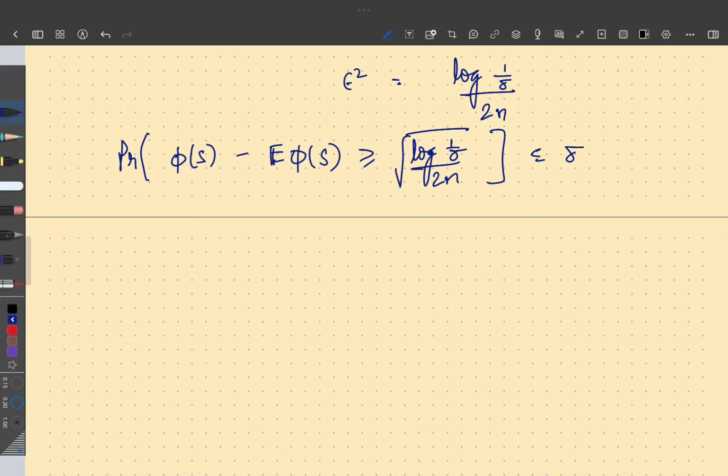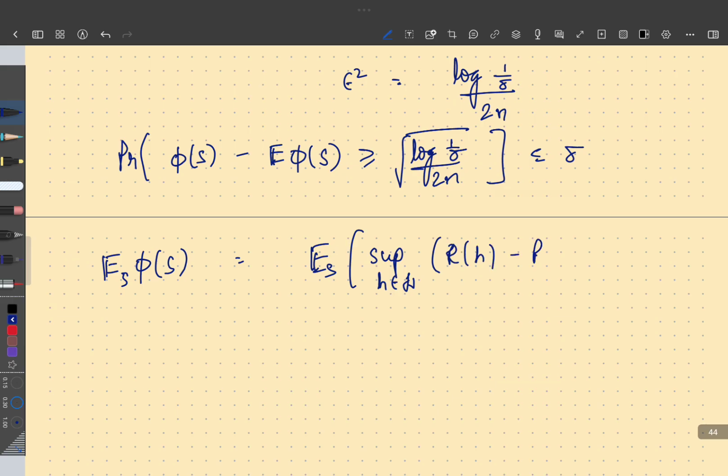Okay, so the next step is to find the expectation of phi of s. So let's look at the expectation over s of phi of s. Let's expand this out. This is the expectation over s of the supremum over all h of r of h minus rs of h, by definition.